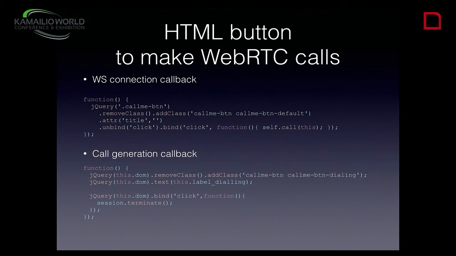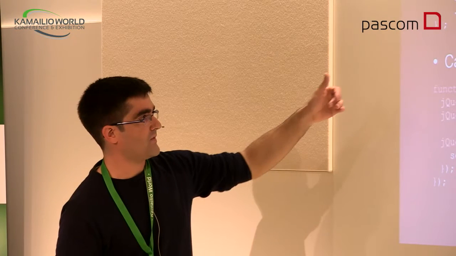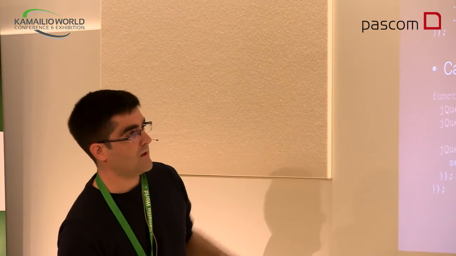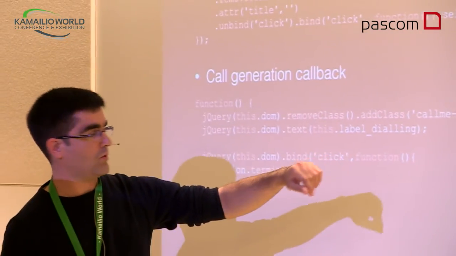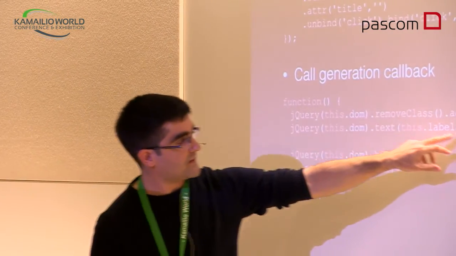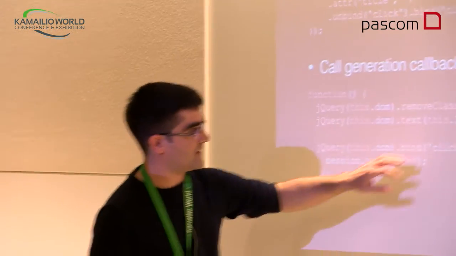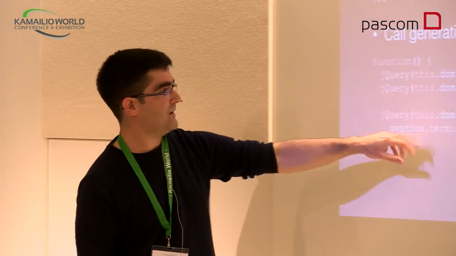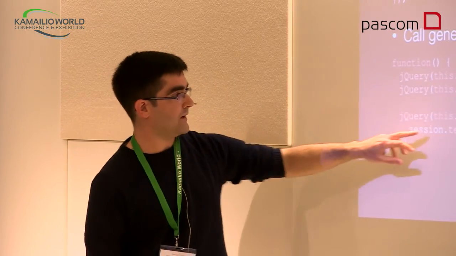When there's a call ongoing, let me check. Call generation callback. Okay, sorry. So when the call has been answered or is in progress, we will make the button change the color to orange, for example. We will set dialing, calling, progress text in the bottom, and we will bind the click method to terminate this call. So it's that easy.